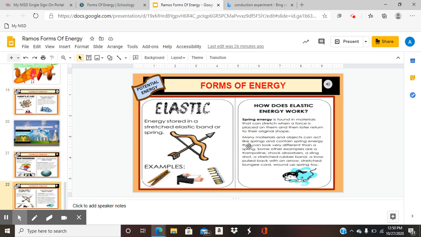So many materials and objects can act like a spring and contain spring energy that can look very different from a spring. Some other examples are a trampoline, shock absorbers, a slingshot, a stretched rubber band, a bow pulled back with an arrow, a stretched bungee cord, or a wound up spring toy.